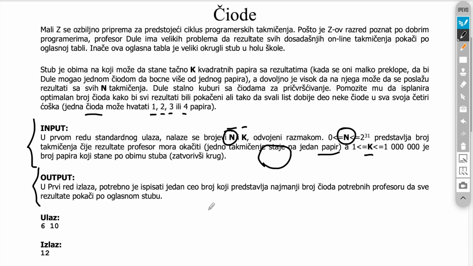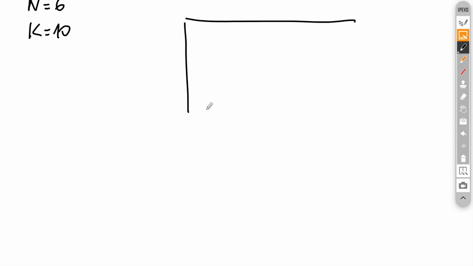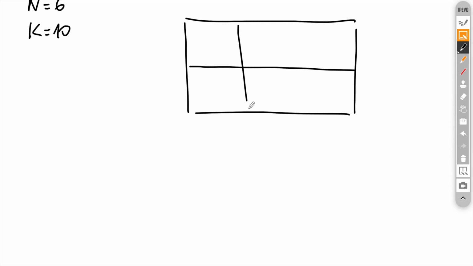This section describes the output. The output is a single number, the minimal number of pins. Let's look at this example. N equals 6 and K equals 10. If we arrange the papers in 2 rows and 3 columns, then we would need 12 pins.